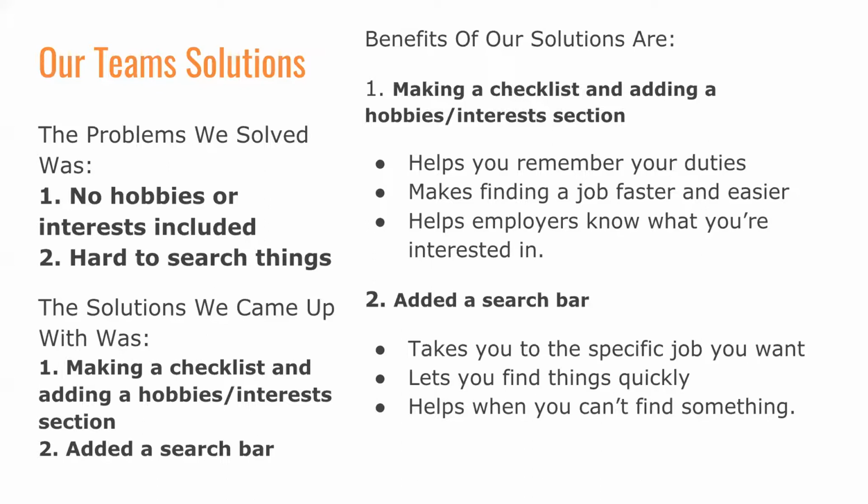One of the things I think would be an improvement would be adding a hobbies and interests section to the pages to include a variety of jobs a person is interested in doing. The problems we had to solve were the lack of hobbies and interests, and that it was hard to search for things. The solutions we came up with were making a checklist and adding a search bar.